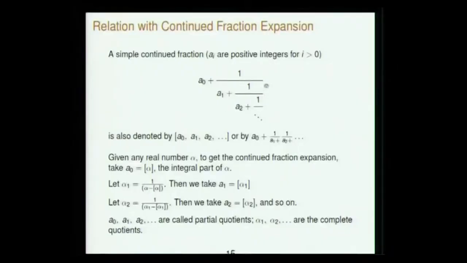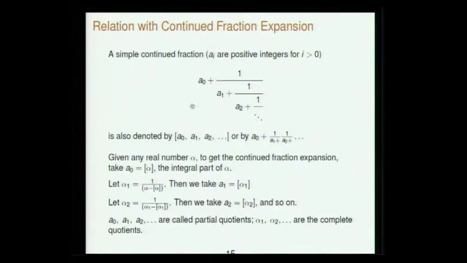So normally a0 plus 1 by a1 plus 1 by a2 plus 1 by etcetera, further division like that, is called a continued fraction. It is called a simple continued fraction if only ones appear here. a0, a1, a2 are all integers. They are positive after the first one. The first integer can be negative.